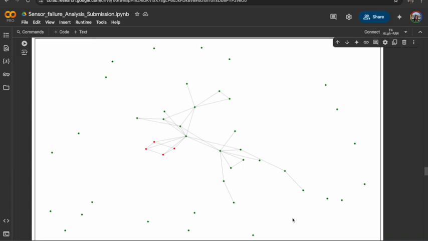Now that we have structured our data as graph, let's visualize it using NetworkX. We plot the sensor network, highlighting the failure sensors in red and operational sensors in green. From this graph, we can instantly see which sensors are failing and analyze how failures propagate through dependencies. For example, a failing throttle sensor might impact both acceleration and speed.